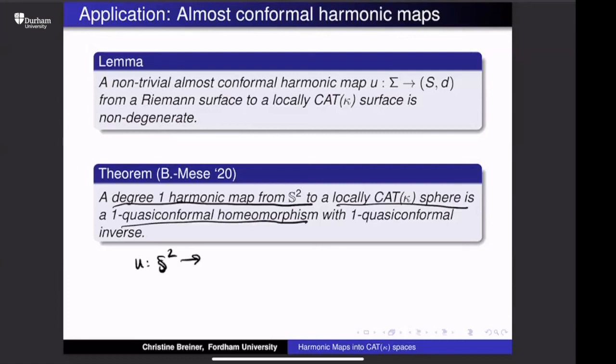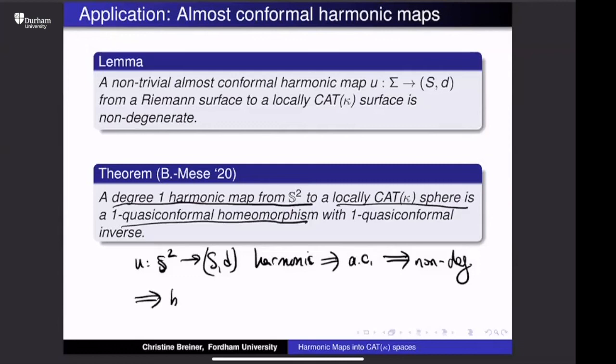If U from S2 to SD is harmonic, the only harmonic maps you can have are almost conformal. There's a notion of the Hopf differential. The Hopf differential is, again, a holomorphic function, and you can show the Hopf differential has to vanish because you have a finite energy map. So you have an almost conformal map. The lemma tells us that this is non-degenerate. Because the map is degree 1, we know it's proper. We defined global degree, so it has to be proper. We have a non-degenerate proper map, so we get that we have a branched cover.